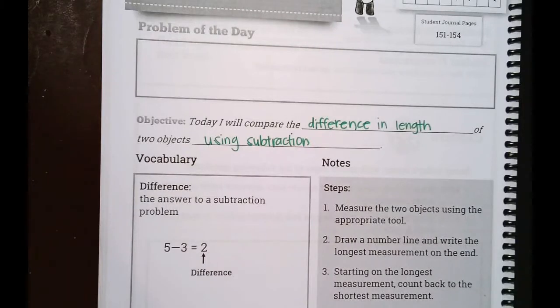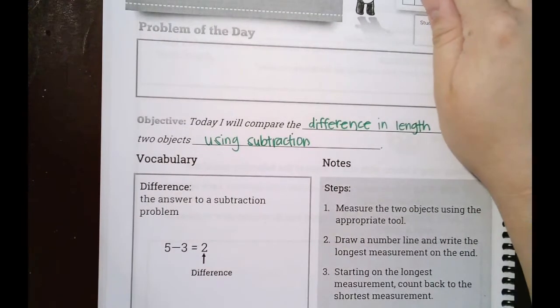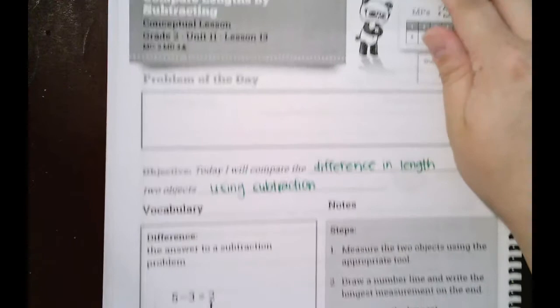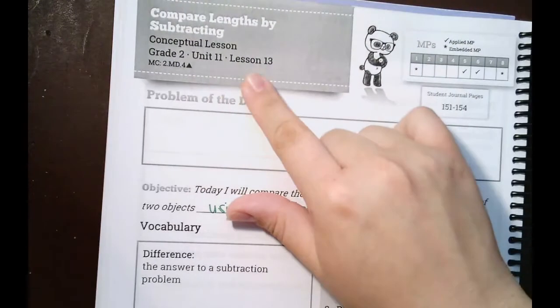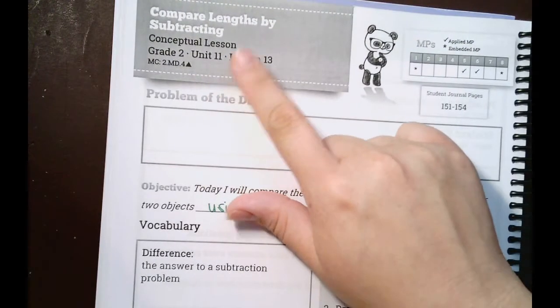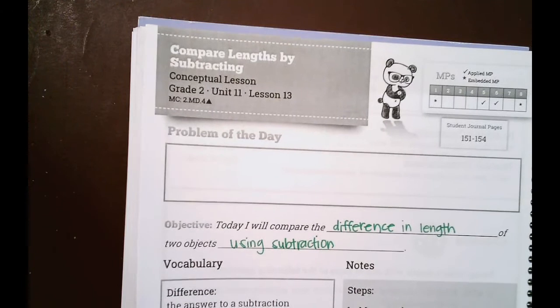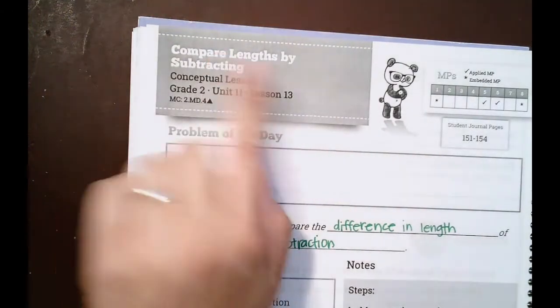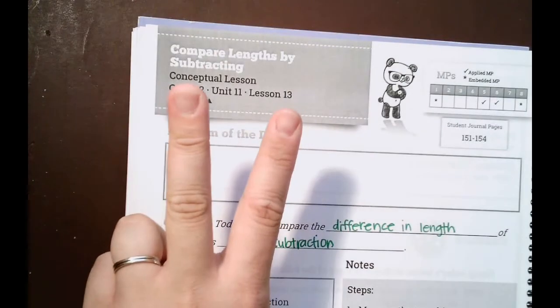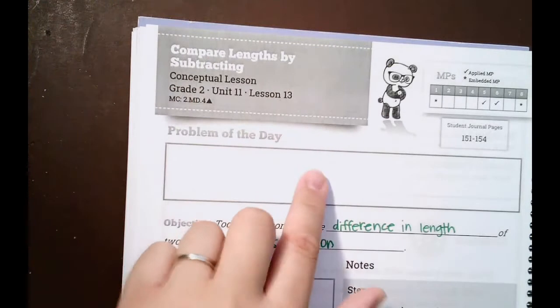Alrighty, so today for math, we're doing, again, we're combining two lessons. So we're doing Unit 11, Lesson 13 first, and then we'll finish with Unit 11, Lesson 14. Our topic is compare lengths by subtracting. So yesterday we were also comparing lengths, right? We were taking two objects and comparing them, seeing what the similarities and the differences were.